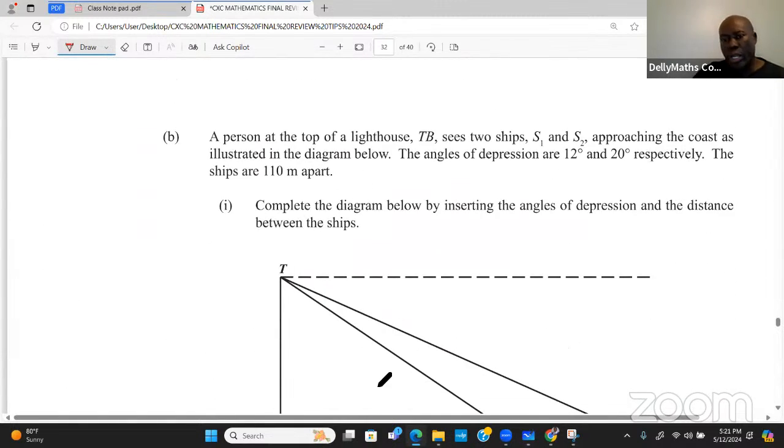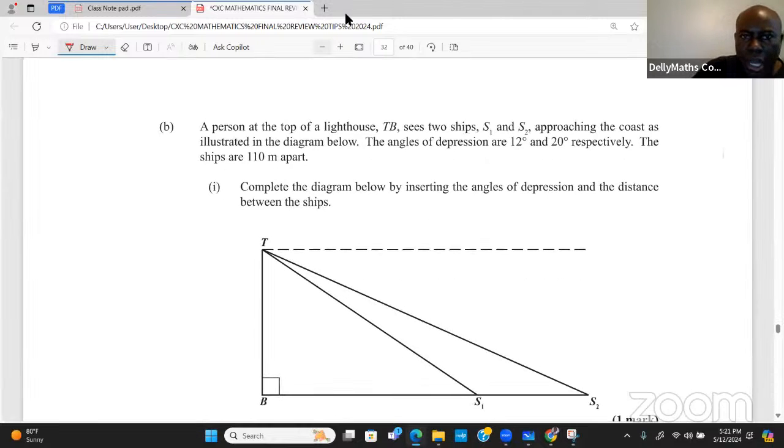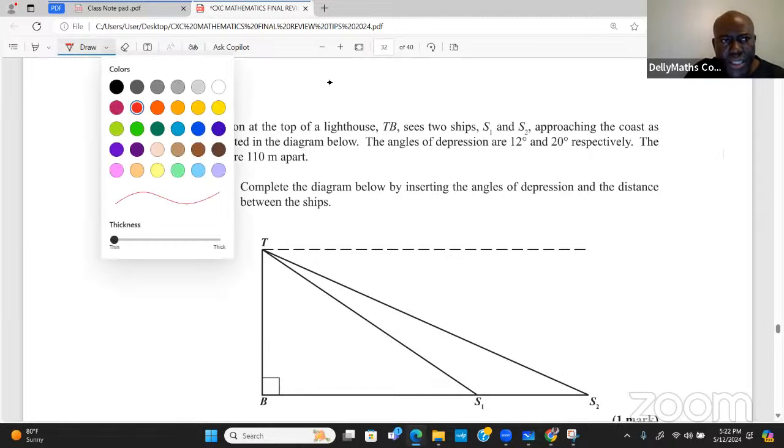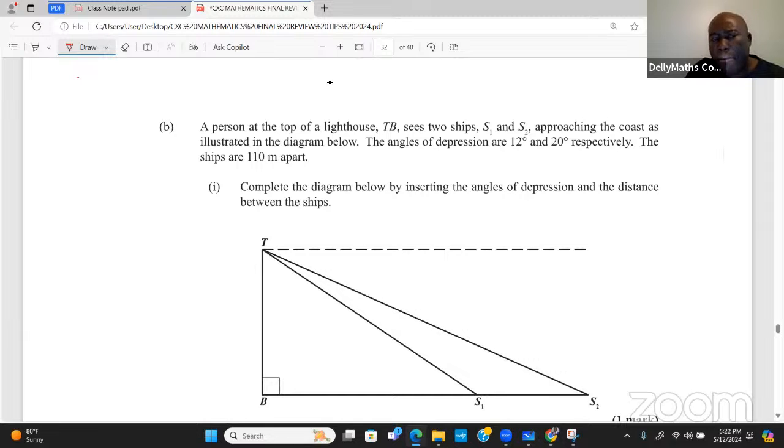All right, so for this one now, we're stepping out of the geometry. We're now stepping into trigonometry. So we're going into triangles and there it is. We're looking at our first trigs here. It says here, a person at the top of a lighthouse, right?